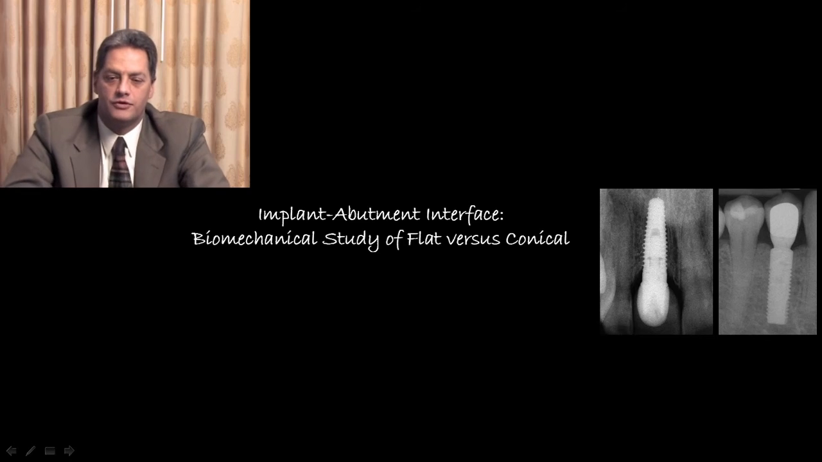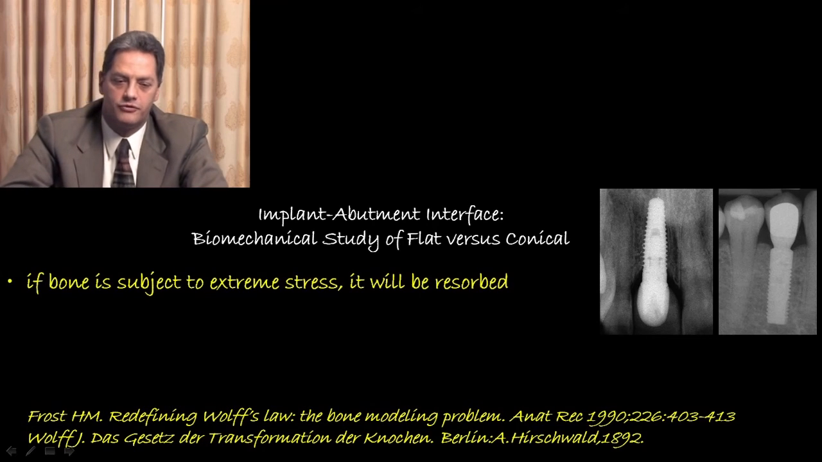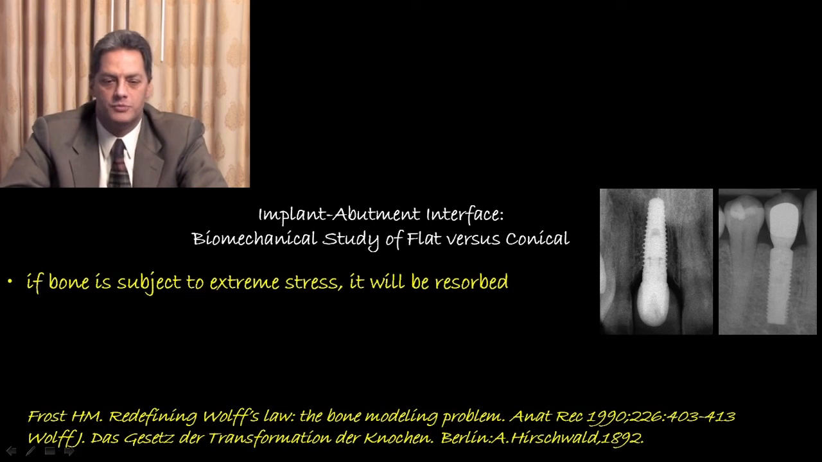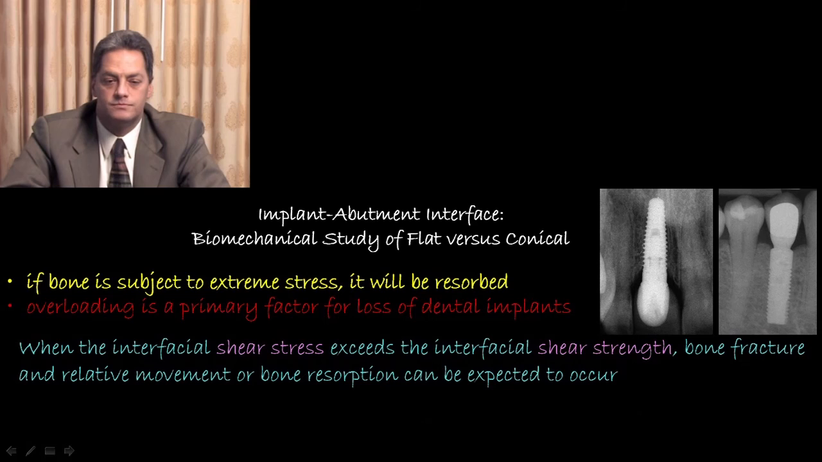So at the implant abutment interface, where we have a flat or a conical seal, the recommendation is to have as tight of a seal as possible. We know that if bone is subject to extreme stress, it will be resorbed. We also know that overloading of an implant is one of the primary factors of the loss of that dental implant. When the interfacial shear stress exceeds the interfacial shear strength, bone fracture and relative movement of bone resorption can be expected to occur, and this is something that we're trying to prevent.